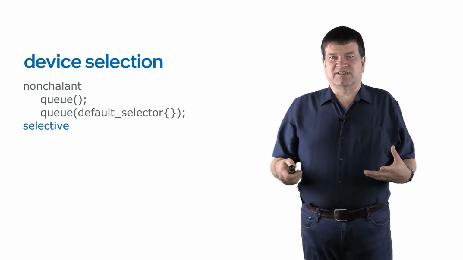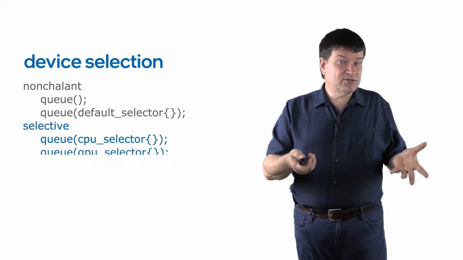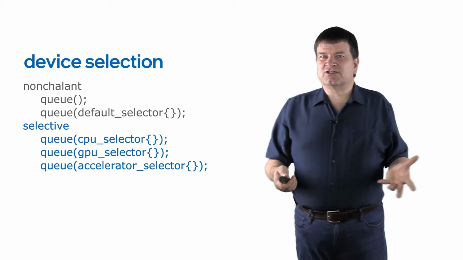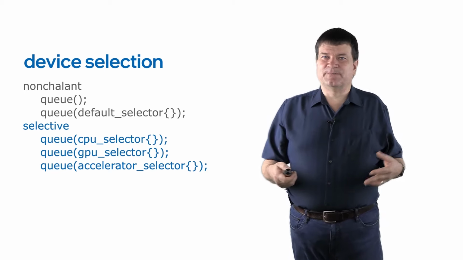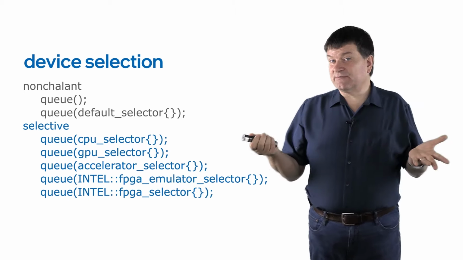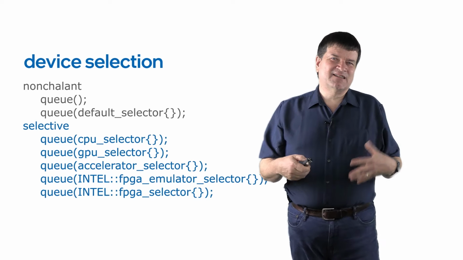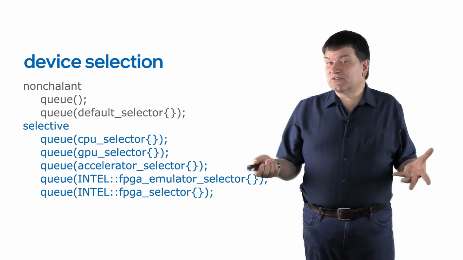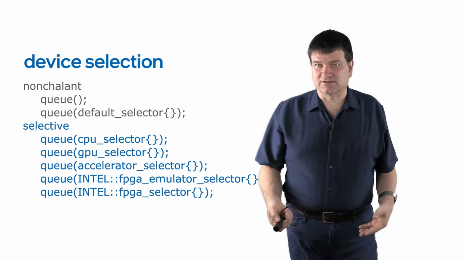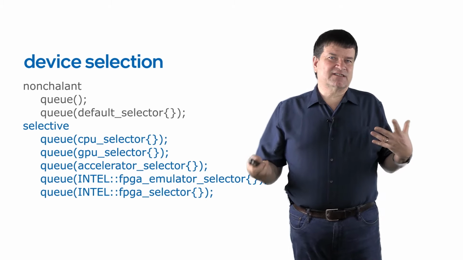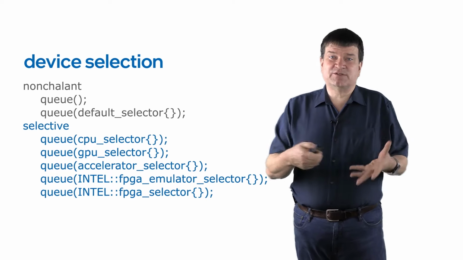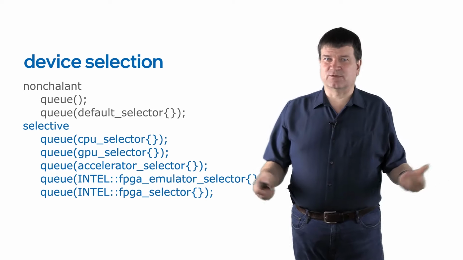In addition to the default selector, SYCL allows us to ask for a CPU or a GPU or an accelerator. The latter category is kind of a catch-all for devices that aren't a CPU or a GPU. DPC++ also offers an Intel extension to request a real FPGA or an emulated FPGA. Now, since FPGA compilations are not known for speed, we will want to debug as much as possible using an emulator before checking code out on a real FPGA. Each of these selectors can fail if such a device is not on a system. For example, the GPU selector will fail on a system that has no GPU on it.